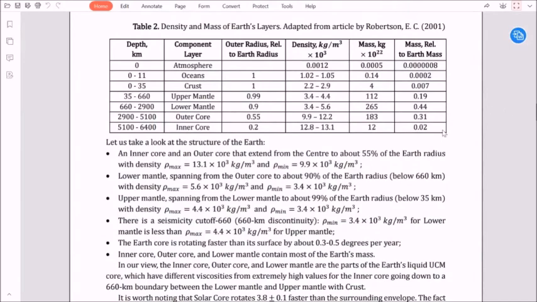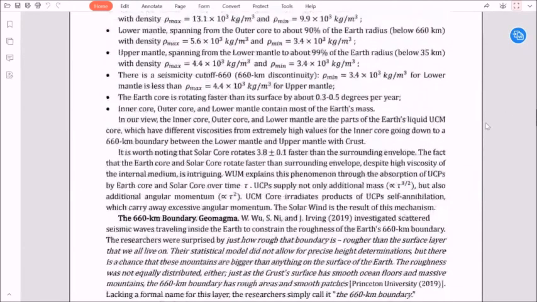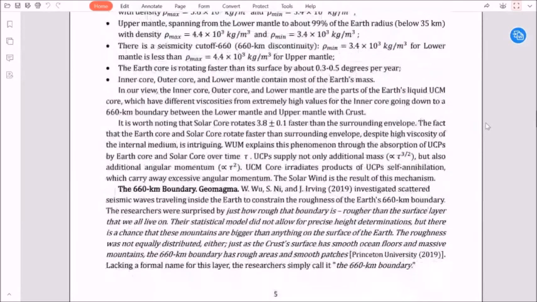The inner core, outer core, and lower mantle contain most of the Earth's mass. In our view, the inner core, outer core, and lower mantle are parts of the Earth's liquid UC matter core, which have different viscosities, from extremely high values for the inner core going down to the 660 kilometer boundary between the lower mantle and the upper mantle with crust.